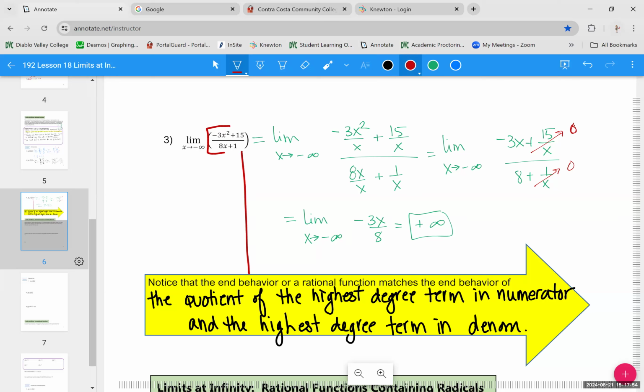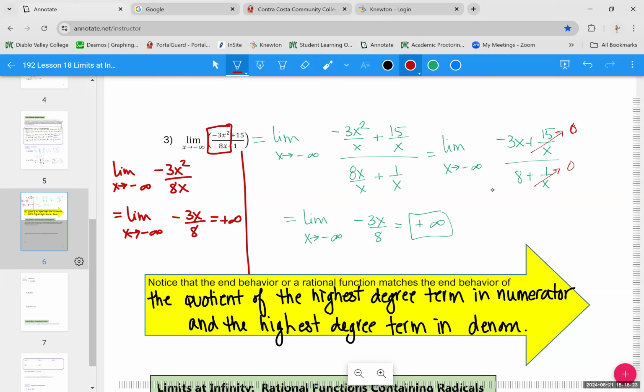So I'm just going to go back to each one of these, draw a little line here, and you can see if I take the limit as x approaches negative infinity, and I just use the highest degree terms in each numerator and denominator, I can cancel that 1x. And that's exactly the same limit that I had right over here.